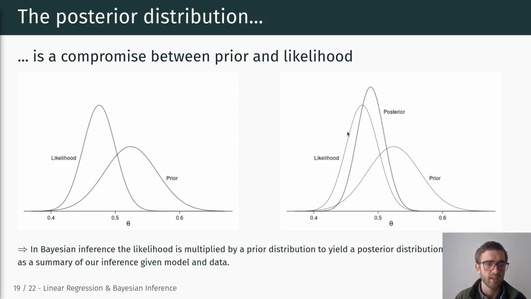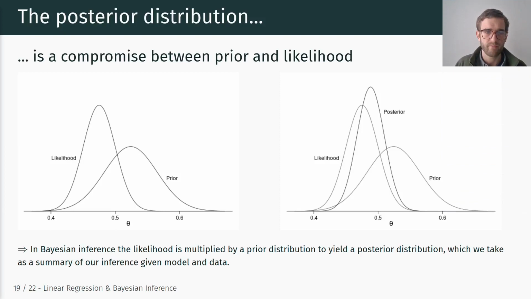To summarize, in Bayesian inference, the likelihood is multiplied by a prior distribution to yield the posterior distribution. And this posterior distribution we ultimately take as a summary of our inference given the model and data, okay? So we not only take into account the data itself, but we also take into account prior information as to what range of parameter values is likely or not, okay?